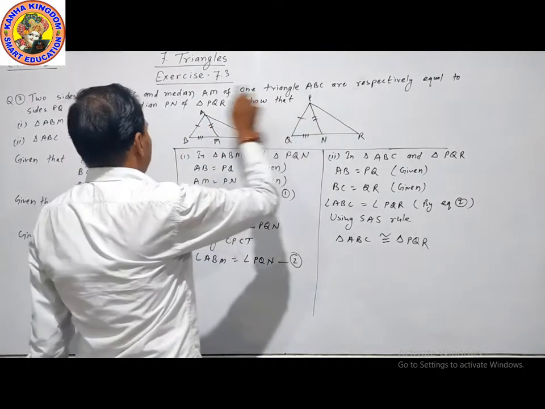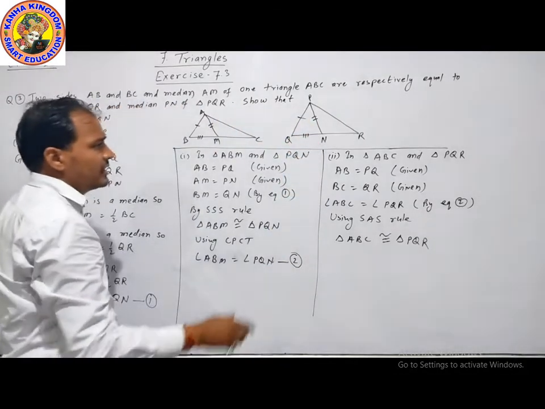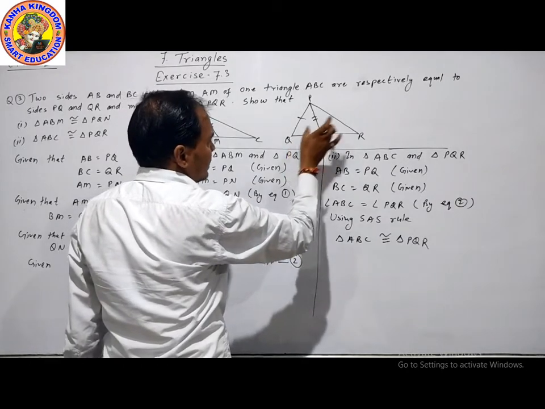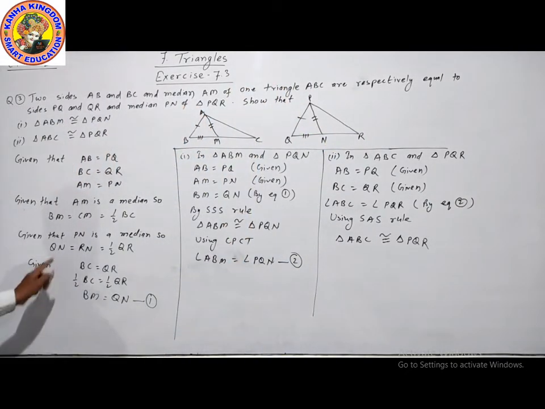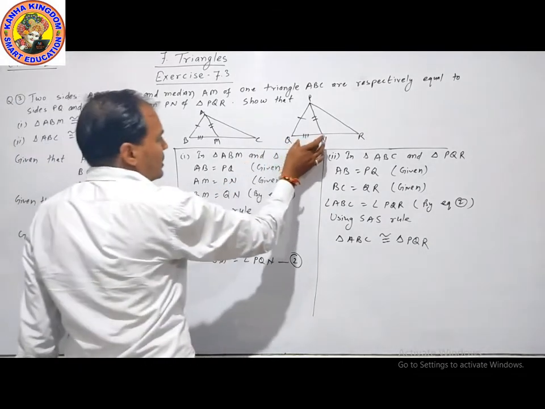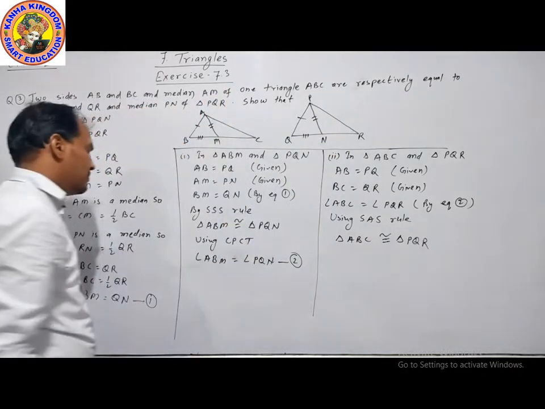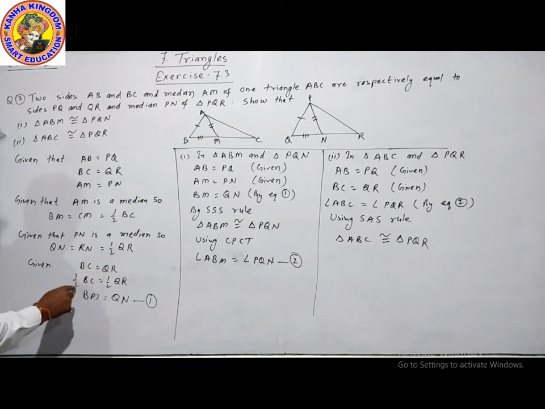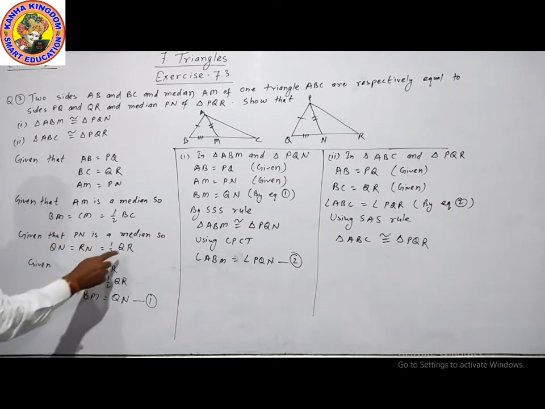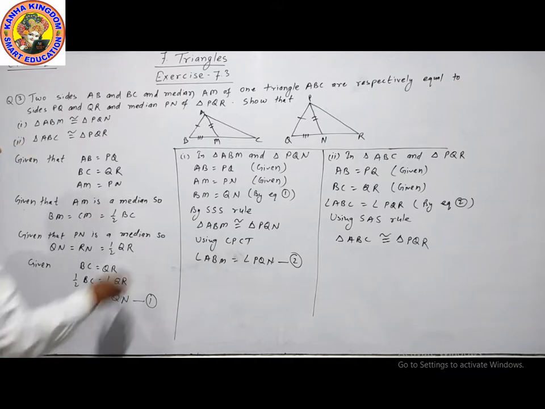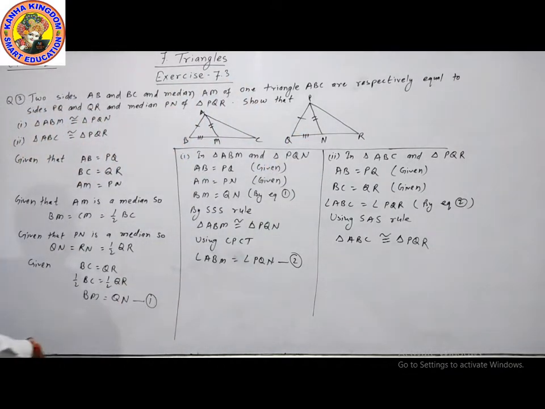Now in the other triangle, the median is PN, so PN will bisect QR, then QN and RN are equal. QN is half of QR. Given that BC and QR are equal, we will divide by 2. Half BC means BM, half QR means QN, so BM and QN are also equal.